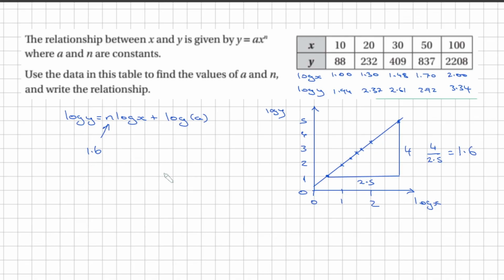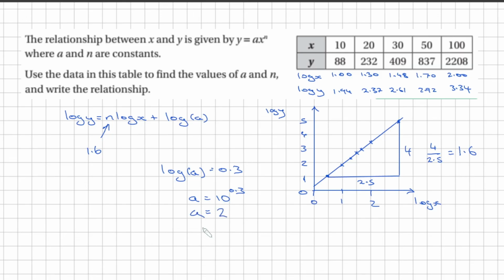Then to get log a, as I said before, log a is just the y-intercept. So let's have a look at the y-intercept. Well, it's looking like it's around 0.4, maybe 0.3. Let's say 0.3. So that means a is 10 to the power of 0.3, which I can't do in my head, but I can do on the calculator, and it gets me to 2.